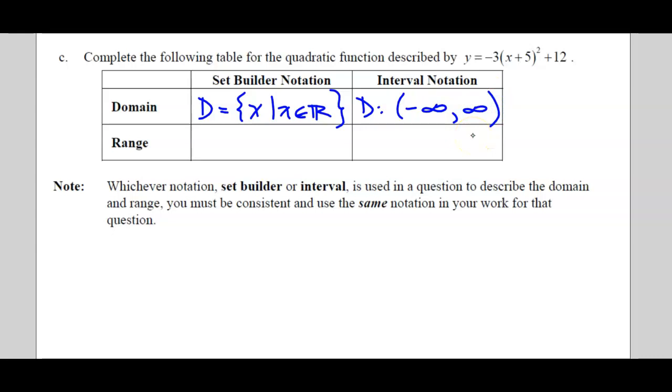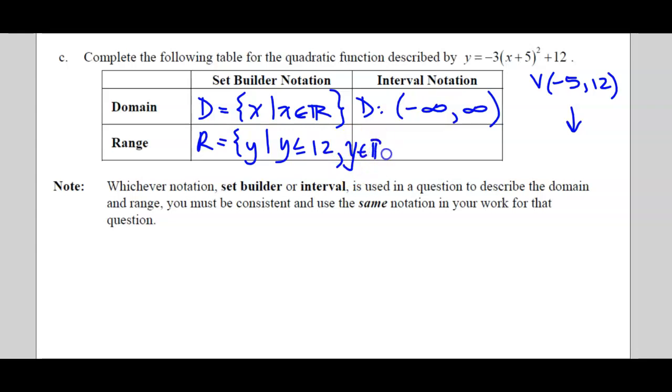Okay. Range, though, remember the vertex was negative 5, 12, and it opened down. So your set builder range will be y less than or equal to 12, set of reals. And for the interval, it's everything less than or equal to 12, yep. So that means it's going to start at negative infinity and end at 12, including it.